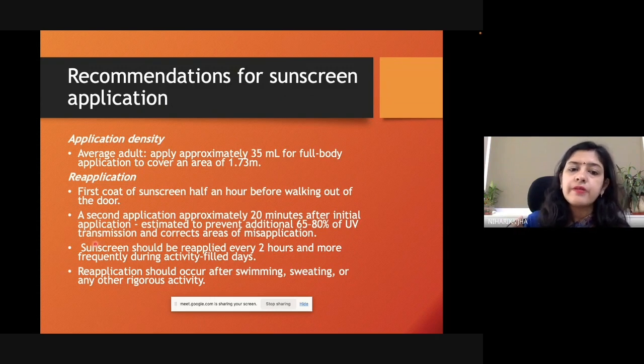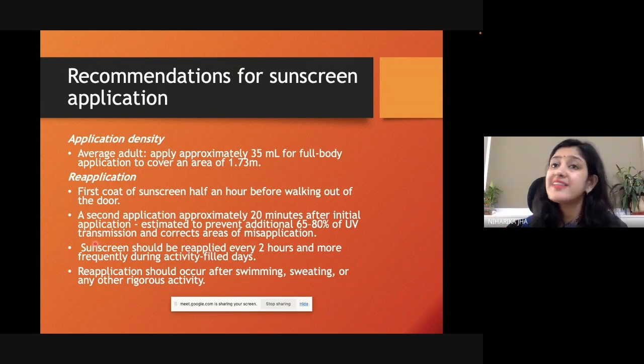Then a second application should be after 20 minutes or 10 minutes before leaving the house. So first 30 minutes before leaving the house and then again 10 minutes before leaving the house. Ideally, sunscreen should be reapplied after every 2 hours, and for every patient having an activity-filled day.